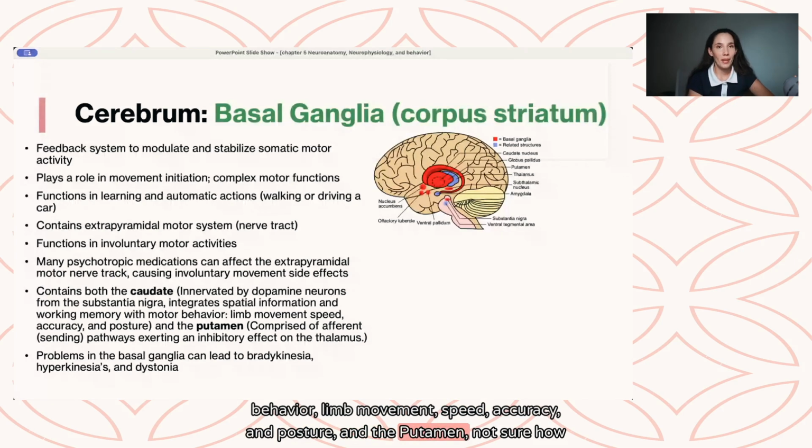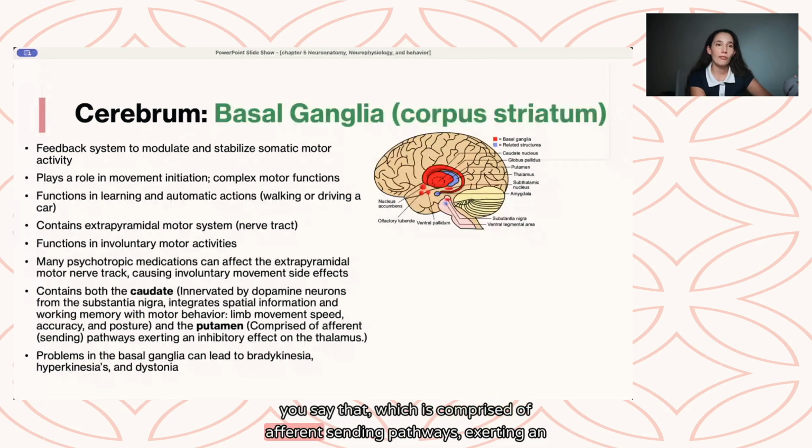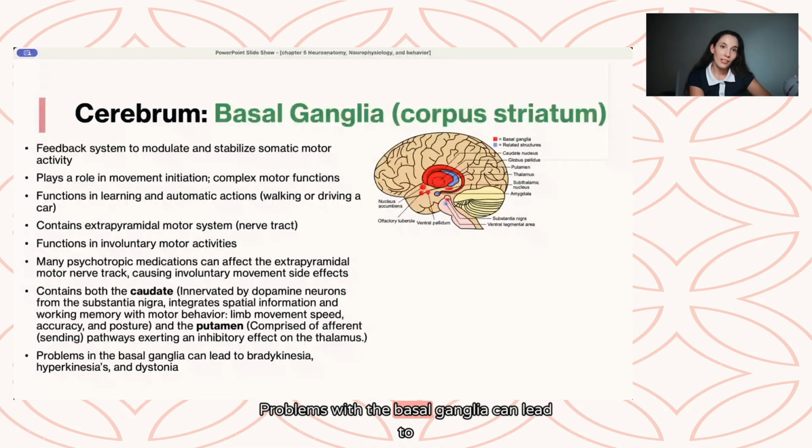And the putamen, not sure how you say that, which is comprised of afferent sending pathways exerting an inhibitory effect on the thalamus. Problems with the basal ganglia can lead to bradykinesia, hyperkinesia, and dystonias.